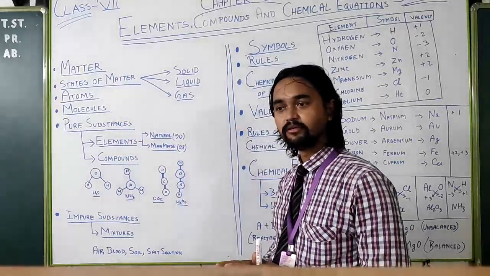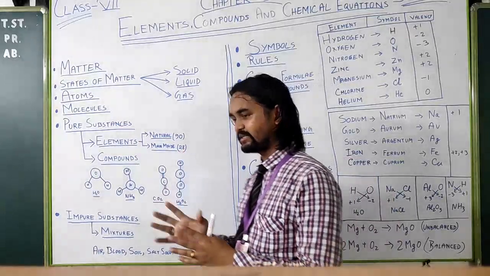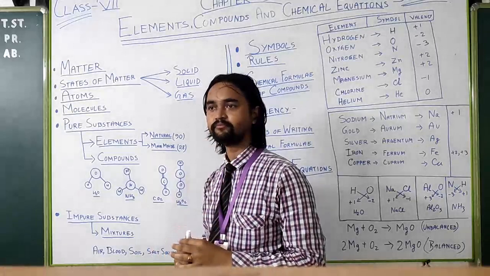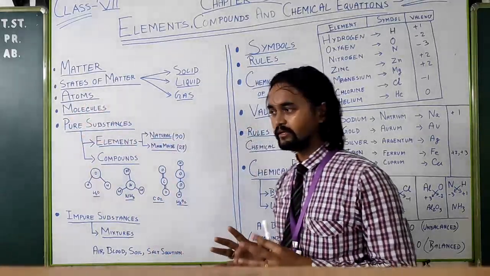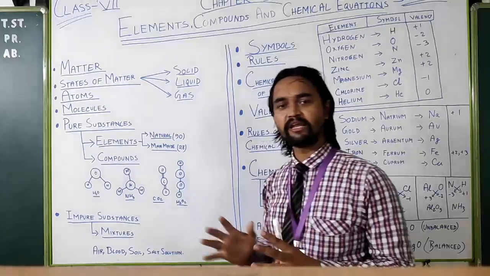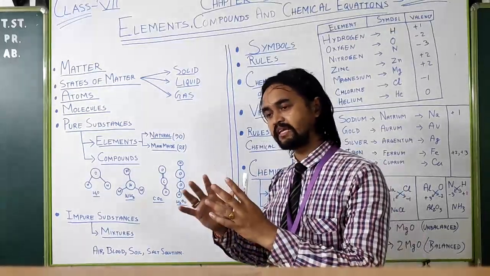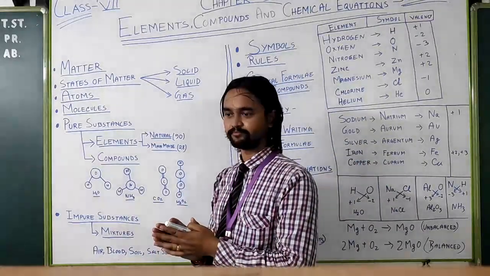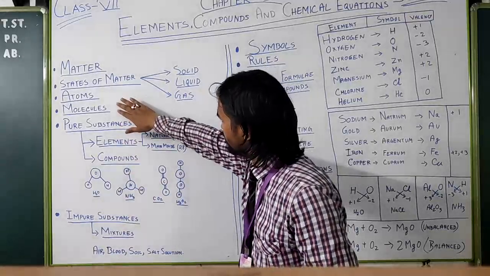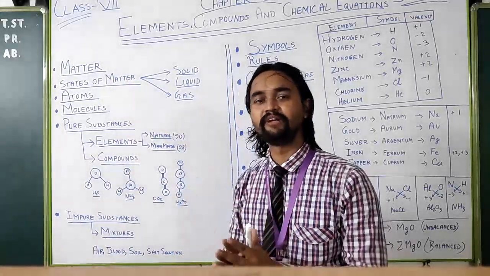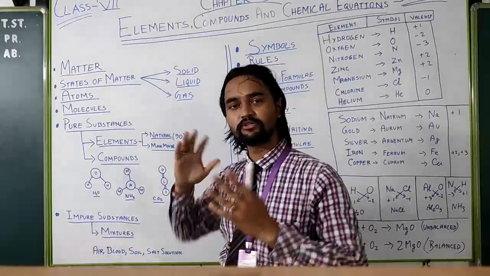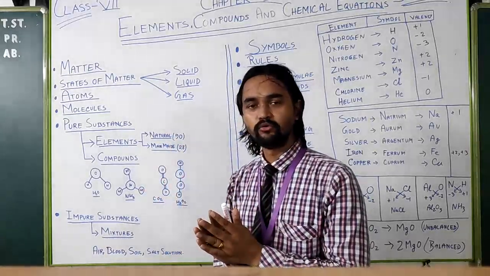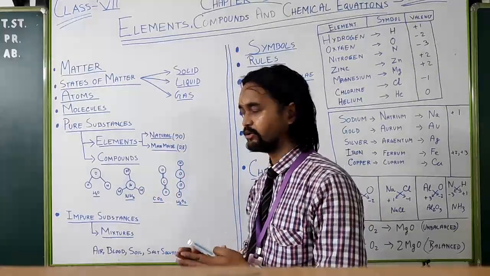What are molecules? Molecules are the particles that can exist in a free state, that can exist freely. But atoms cannot exist freely. Atoms can bind with each other and they form molecules. Molecules are of different types: molecules of elements and molecules of compounds. So, first we have to know what elements and compounds are. So, let's start.